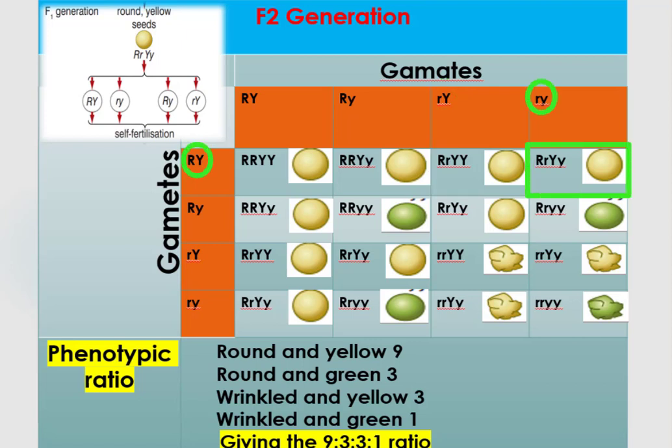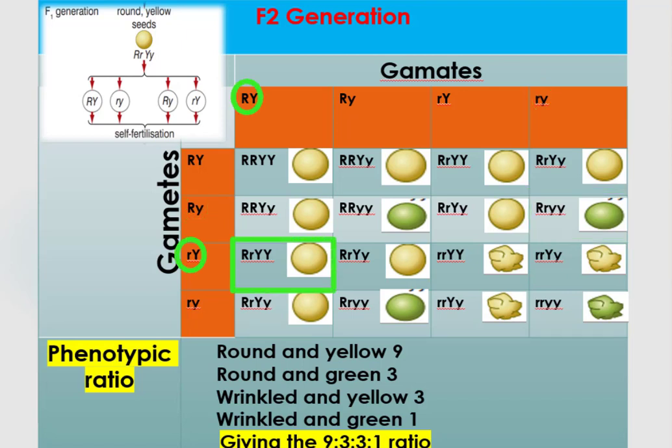When capital R, capital Y fused with small r, small y, it produces offspring capital R, small r, capital Y, small y. When capital R, small y fused with capital R, capital Y, it produced capital R, capital R, capital Y, small y. When capital R, small y fused with capital R, small y, it produced capital R, capital R, small y, small y. When capital R, small y fused with small r, capital Y, it produced capital R, small r, capital Y, small y. When capital R, small y fused with small r, small y, it produced capital R, small r, small y, small y.